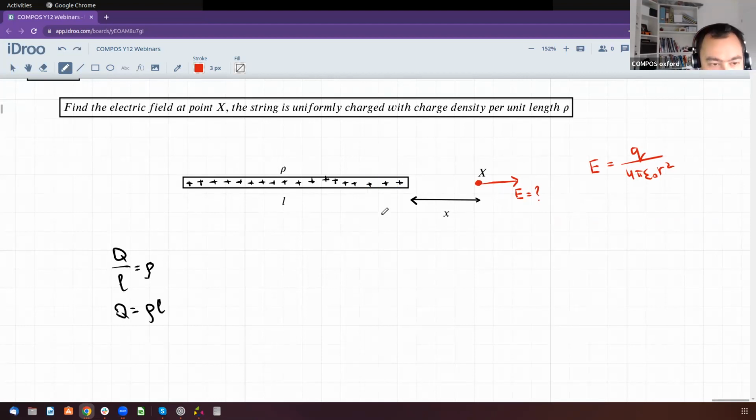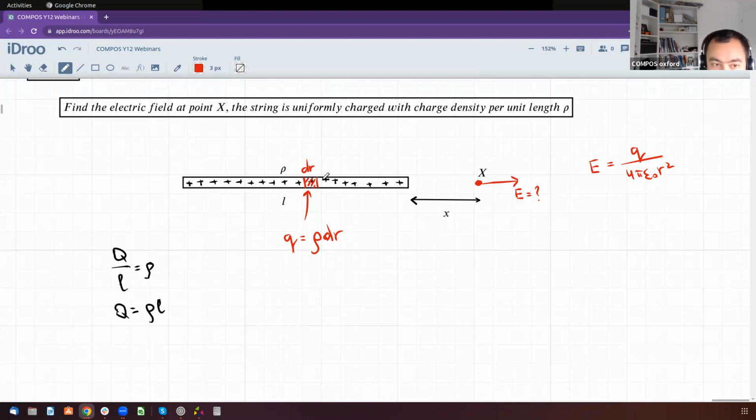So let's say we take a piece of wire of length dr. This is the length of that small piece of wire. The charge of that piece of wire, Q, is going to be rho dr. Of course, if the length is dr, charge is rho times length, so it's rho times dr. So that's the charge of this little bit.